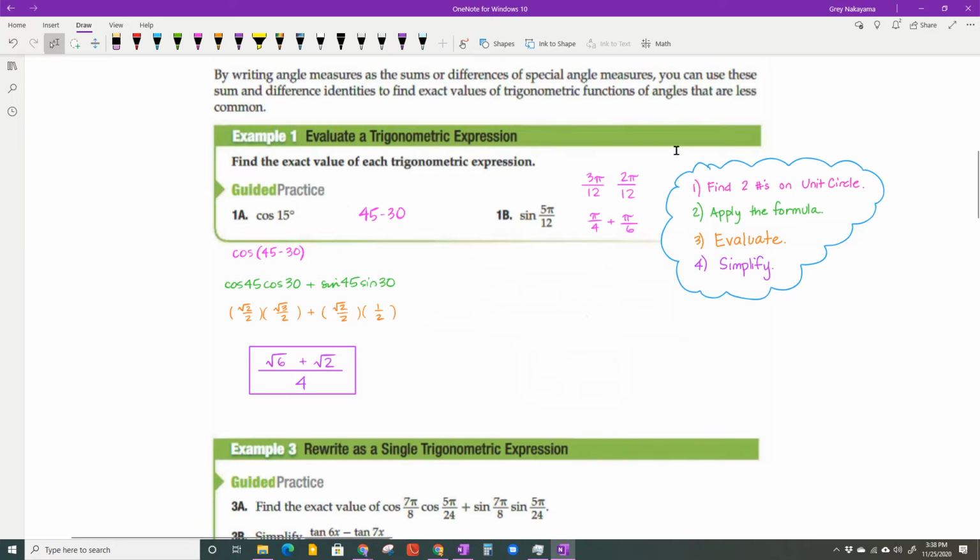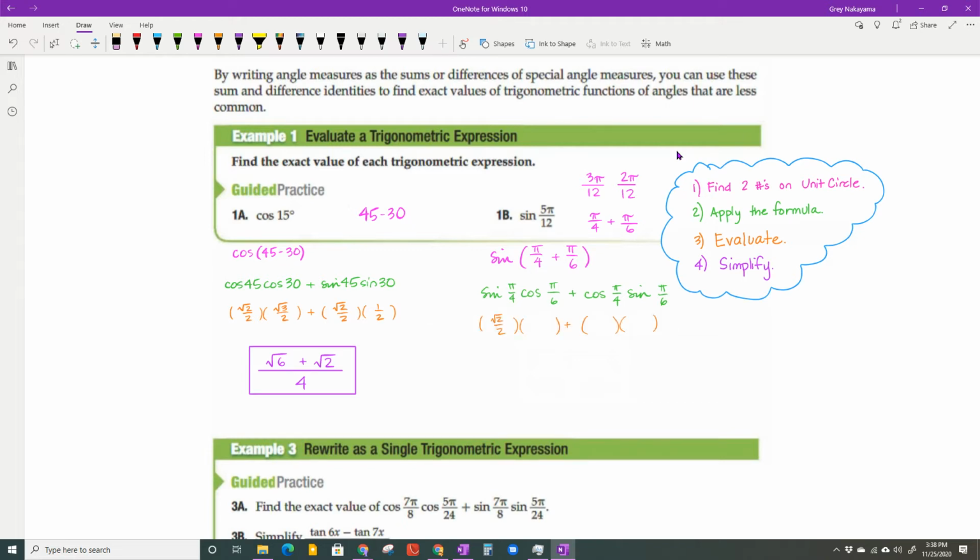Okay, so that means the sine of 5 pi over 12 is equal to the sine of pi over 4 plus pi over 6. And now I'm going to apply the formula, which says the sine of the first angle, cosine of the second angle, plus the cosine of the first angle and the sine of the second angle. Trig functions are different, so sine stays the same. And then I'm going to evaluate.